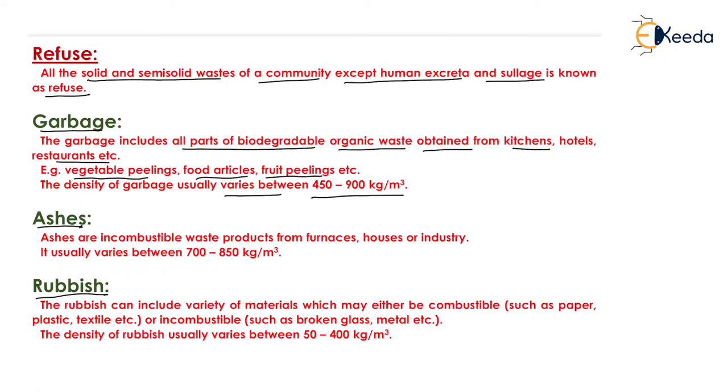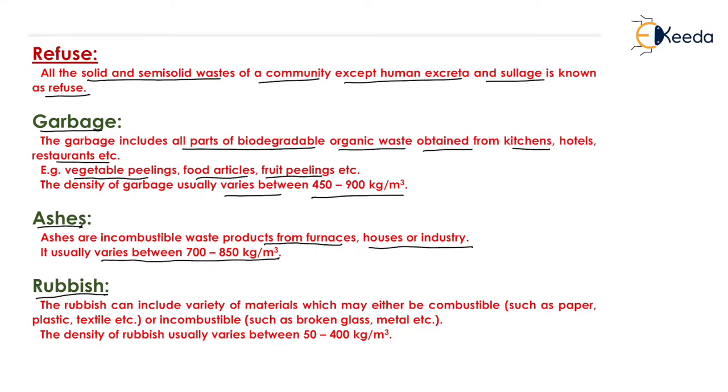Now, what is ashes? Ashes are the incombustible waste product obtained from furnaces, houses or industry. When we burn the solid waste in the large incinerators or furnaces, all the combustible material will evaporate or go out into the atmosphere, and all the incombustible material will remain in the furnaces itself in the form of ashes. Now this ashes needs to be disposed by some other means. Now its density usually varies between 700 to 850 kg per meter cube.